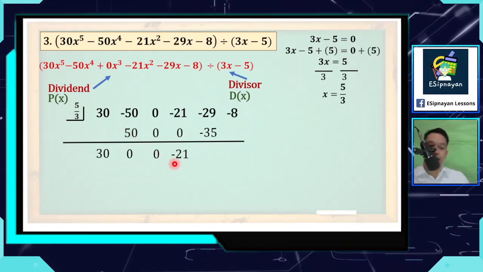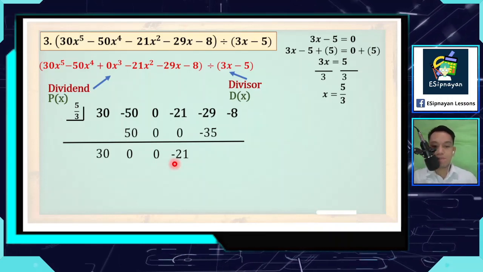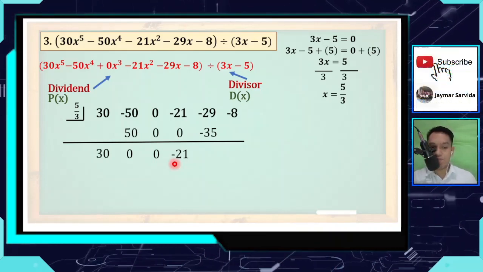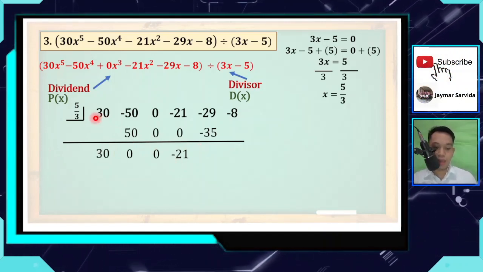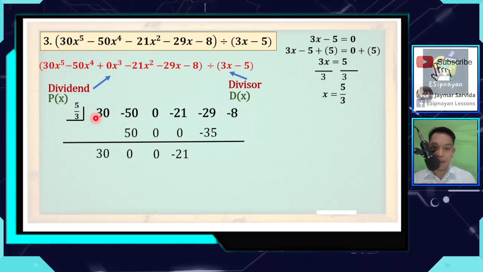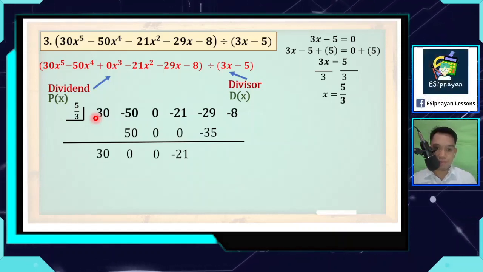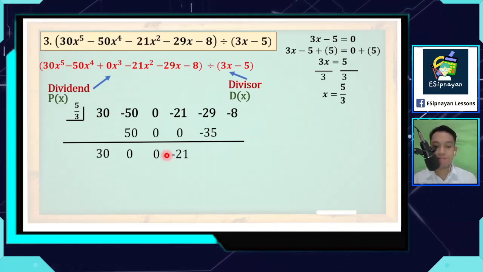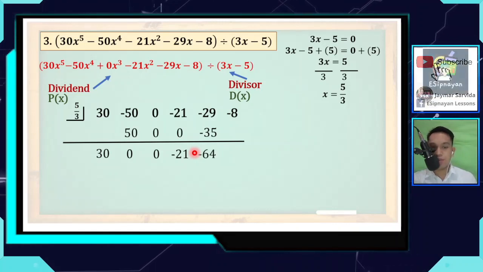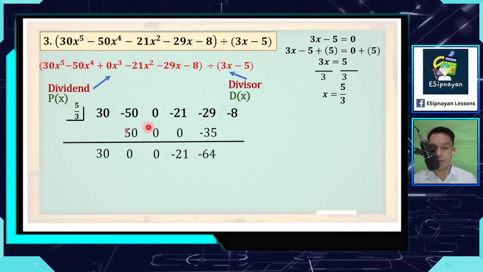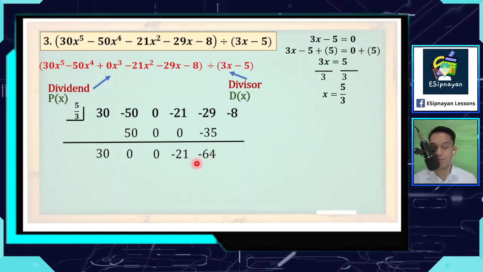Negative 21 times 5 over 3 is negative 35. How did it become negative 35? Negative 21 times 5 is 105, divided by 3 is 35, so negative 35. Then, negative 29 plus negative 35 is negative 64. Since they have the same sign, you add them, then copy the sign, which is negative.